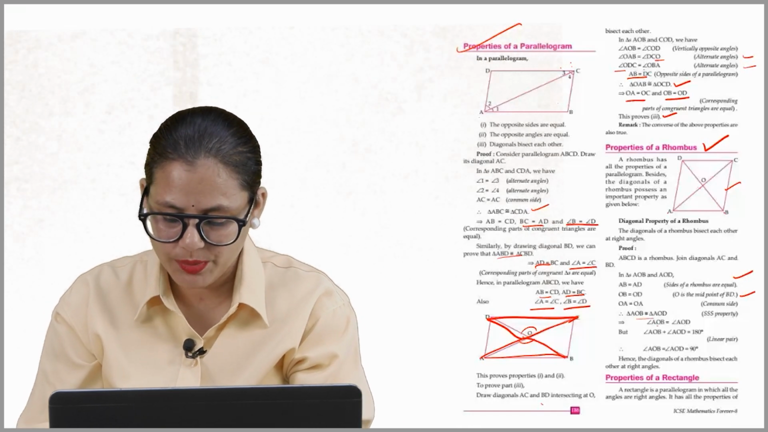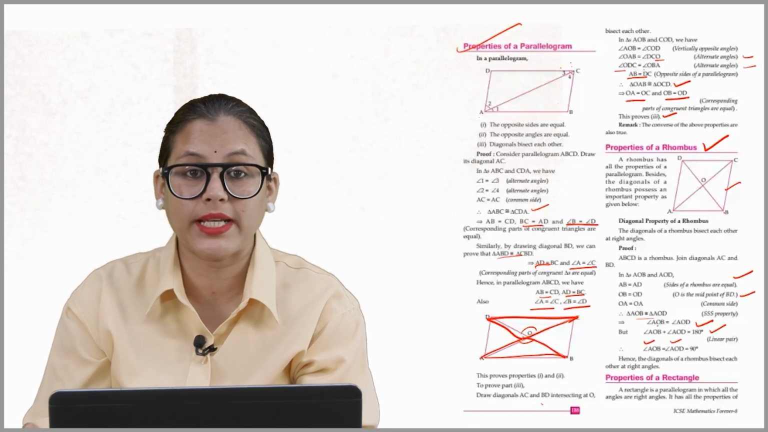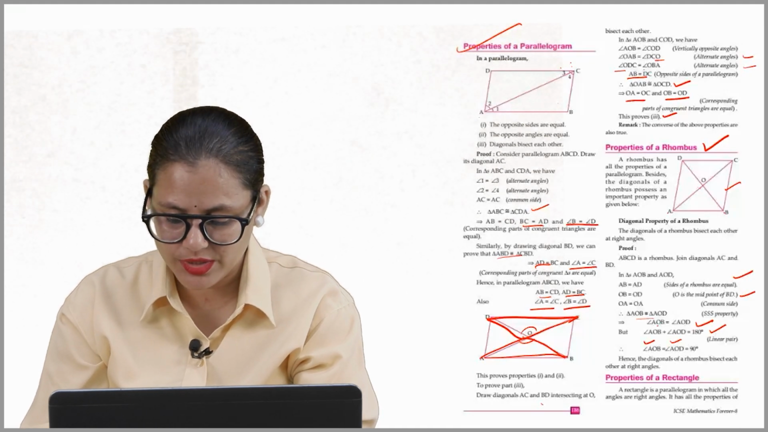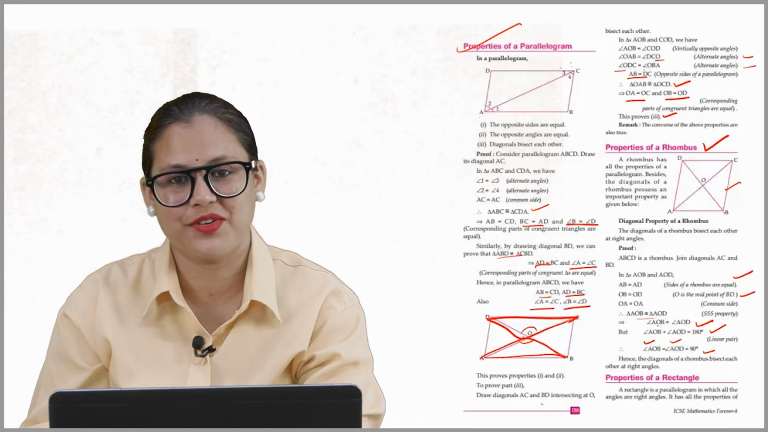Therefore, angle AOB is equal to angle AOD, and angle AOB plus angle AOD is equal to 180 degrees because these two are forming a linear pair. So, angle AOB is equal to angle AOD is equal to 90 degrees. Hence, the diagonals of a rhombus bisect each other at right angles.